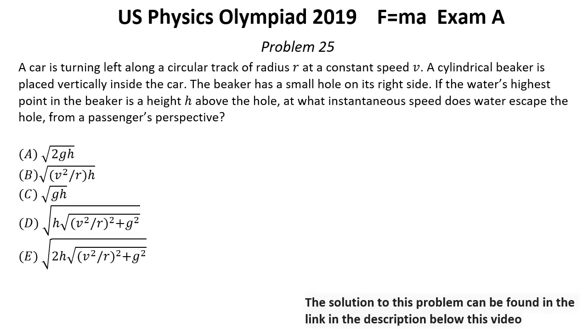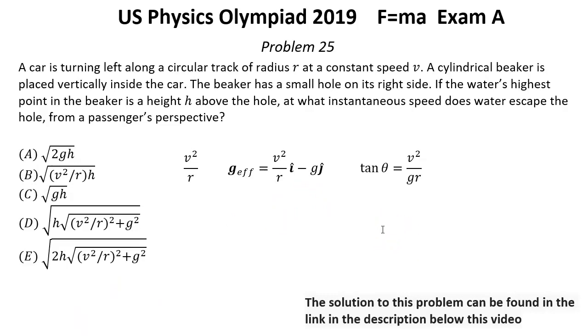Solution for problem number 25. The car has a centripetal acceleration v squared over r. So in the accelerated reference frame inside the car, the effective gravity points down and to the right, with the additional component to the right caused by centrifugal effect. G effective equals this expression. This vector points down and to the right at the angle theta to the vertical, where tangent theta equals v squared over gr.